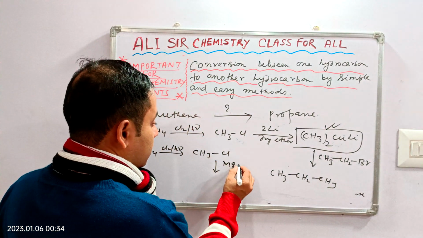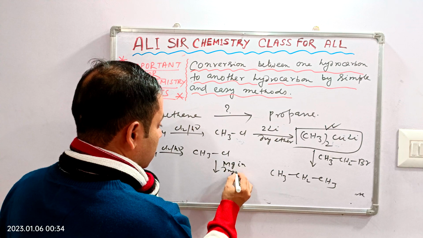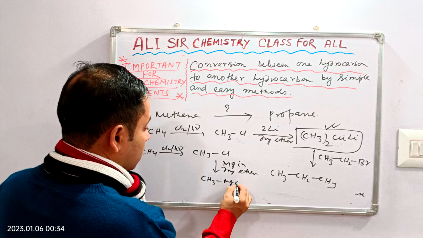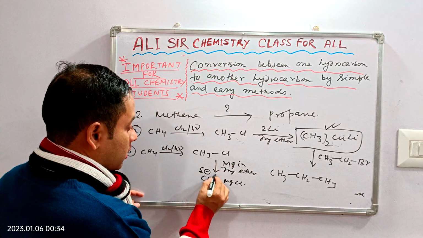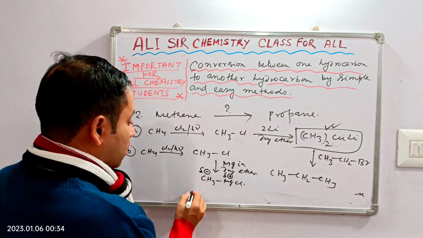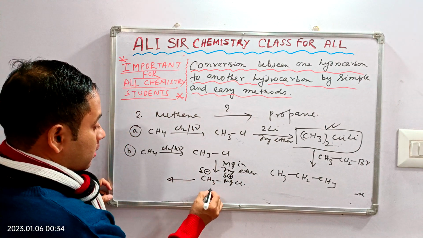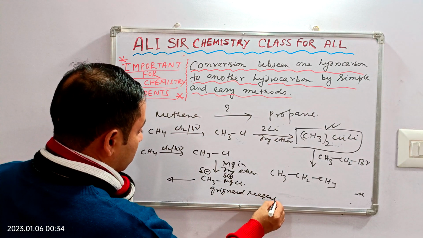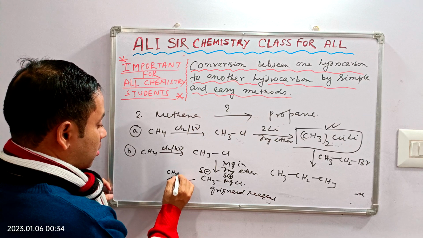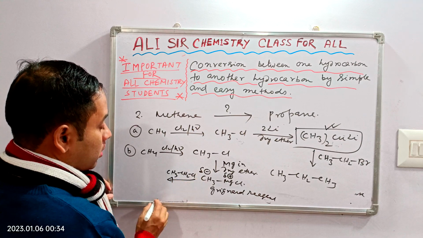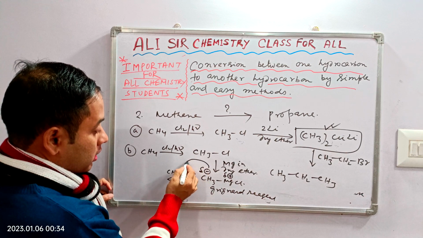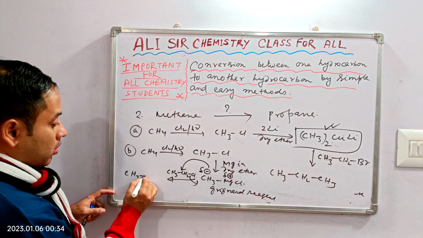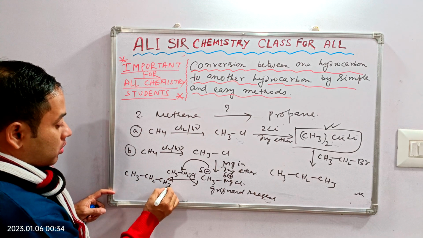So when methyl chloride is treated with magnesium in dry ether, we will get CH3MgCl. So here CH3 is delta negative, this is delta positive. This is called Grignard reagent. Now if you react this Grignard reagent with ethyl chloride, it will attack here, which is simply an SN2 type reaction. We will get our desired compound, which is propane.